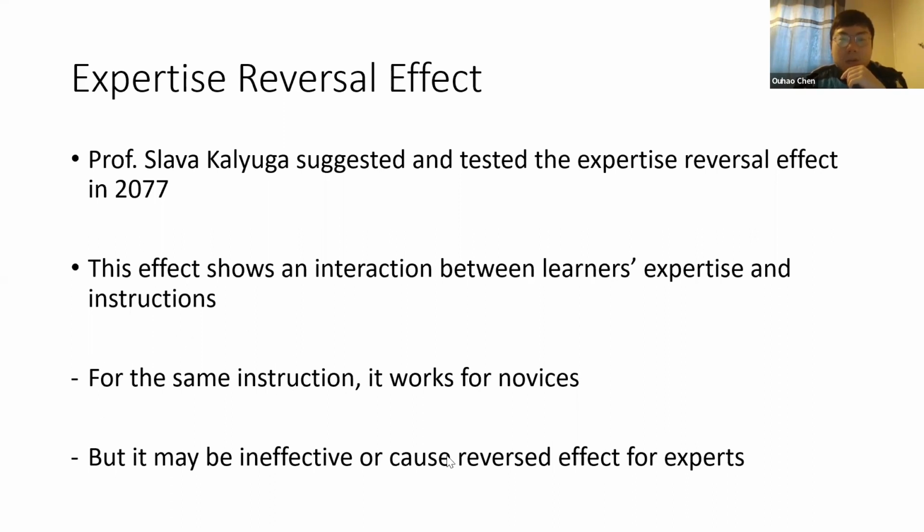So this is how to understand an expertise reversal effect: it shows an interaction between learner's expertise and instruction. The same instruction works for novices, but for experts it may be ineffective or even cause a reversed effect. So this is a general definition or general idea about the expertise reversal effect. I will give you more examples later.